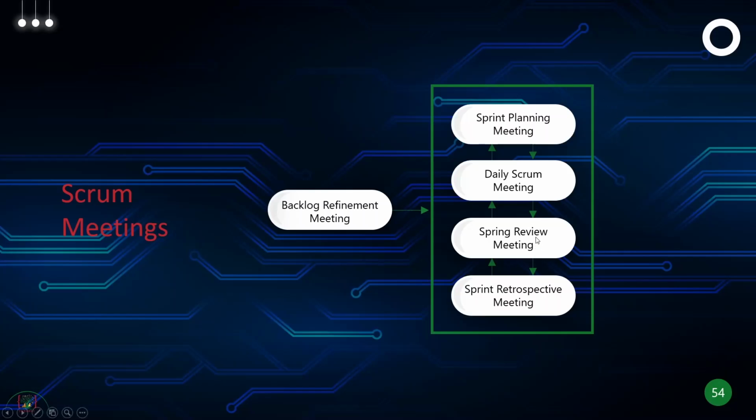Then we have the sprint review meeting, which is kind of a demo meeting where we're providing a demo to our stakeholders, our finished product, our minimal viable product at the end of the iteration. And then we have the sprint retrospective meeting, where we are looking back at our sprint, trying to see what we did well, what we could improve, what we can do better, things like that. So these are the main Scrum meetings that we'll be doing in Scrum.